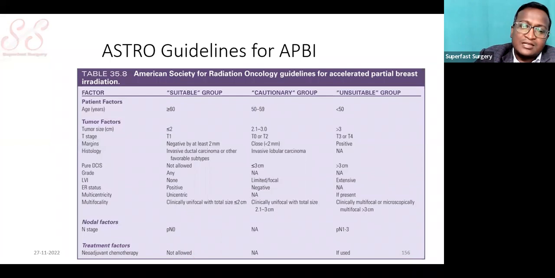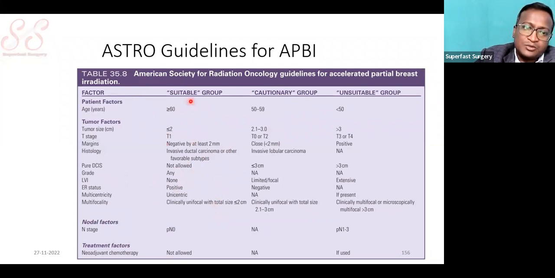Now the questions are not asked on how they are given or why they are given. The question is asked on who are given. So we need to know this concept from the American Society for Radiation Oncology, the ASTRO guideline, for the suitable group. And this is frequently asked, no doubt. When the woman is elderly, when the tumor size is less than 2 centimeters, when you have done R0 resection, negative margin, when it is invasive ductal cancer type, when there is no DCIS, the grade can be any, the hormone receptor is positive, all good factors, then it is the suitable group. You can give accelerated partial irradiation.